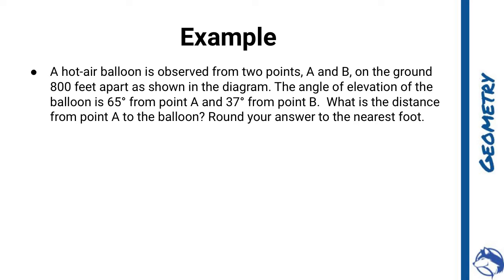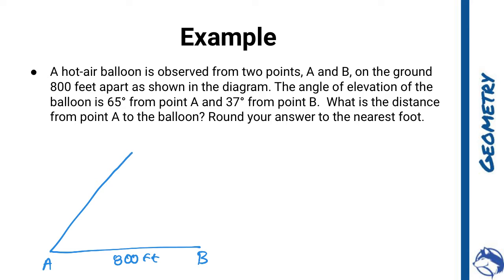Okay, for this example, we've got a hot air balloon that is observed from 2 points, A and B, on the ground. And when I go ahead and draw a diagram, it would look like this. So this is 800 feet between A and B. The angle of elevation of the balloon is 65 degrees from point A.